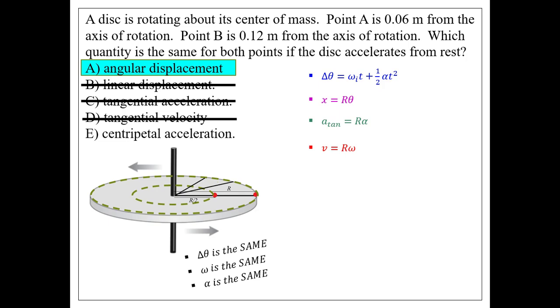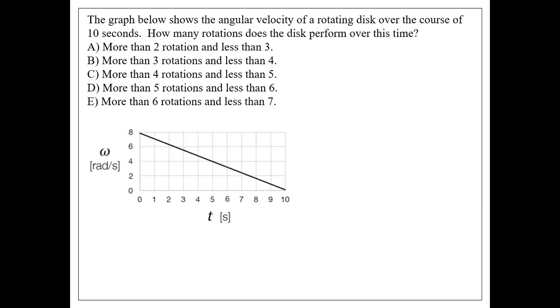And last but not least on this one, centripetal acceleration. Well, the centripetal acceleration is just R omega squared. Once again, omega is the same, therefore it depends on R. If R is different, a_c cannot be the same, so I want to cross that out.